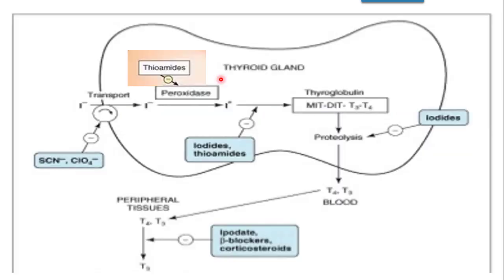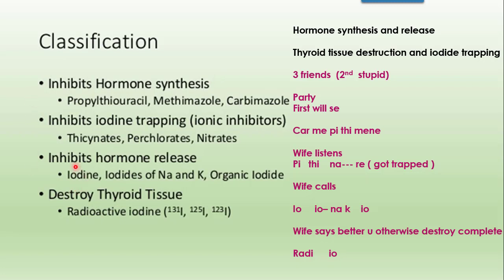The next class according to the classification is inhibiting the hormone release. Now the antithyroid drugs which inhibit the release of thyroid hormones are iodine, iodides of sodium and potassium, and organic iodide.